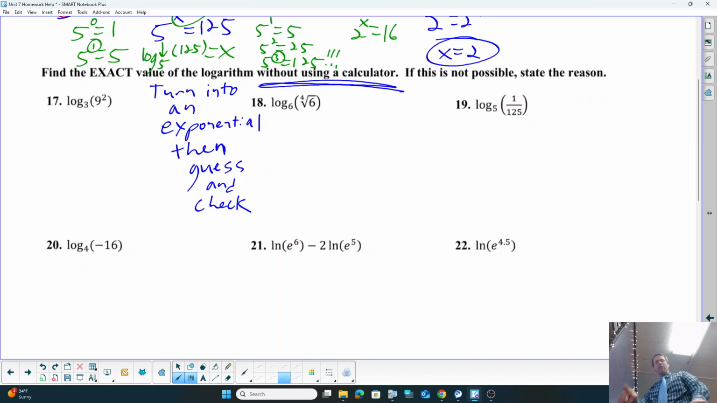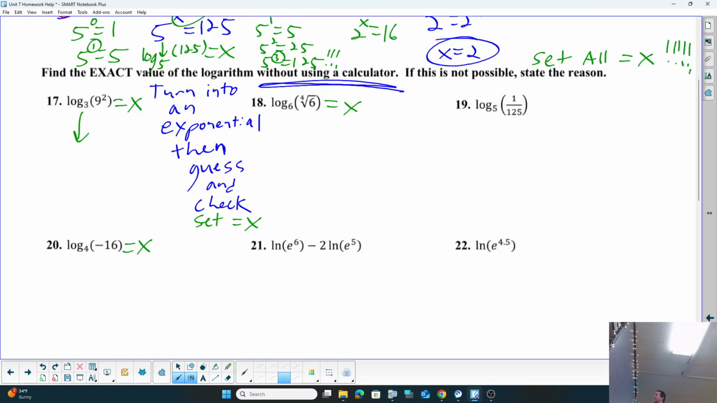Number 17, try it on your own first. Pause me. Can you turn number 17 into an exponential? Do you know how to do that? So it starts with a base, right? Just set it equal to x. Turn it into an exponential, then guess and check. Set them all equal to x.